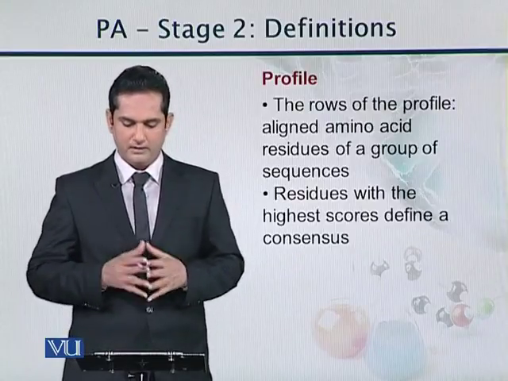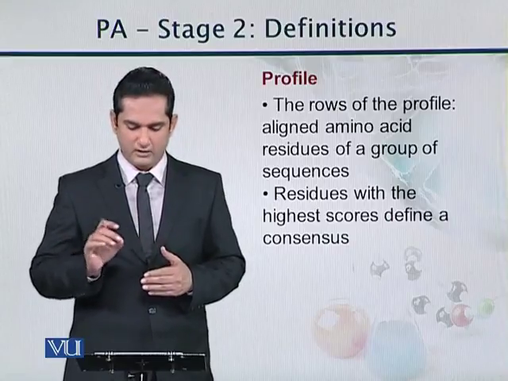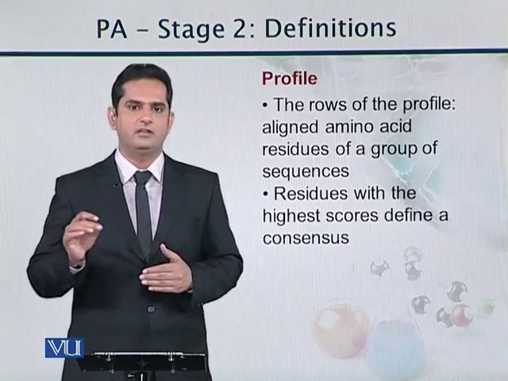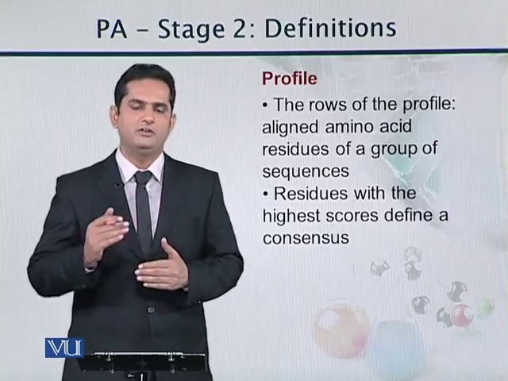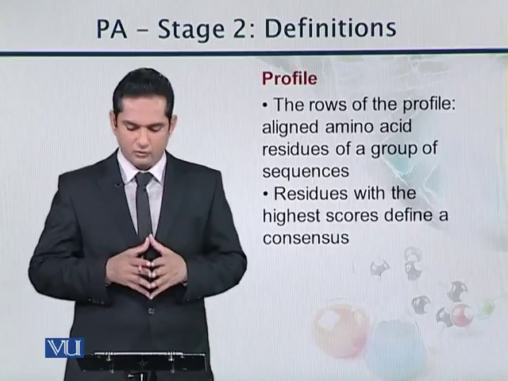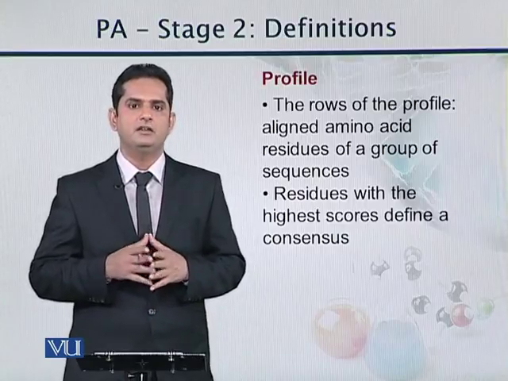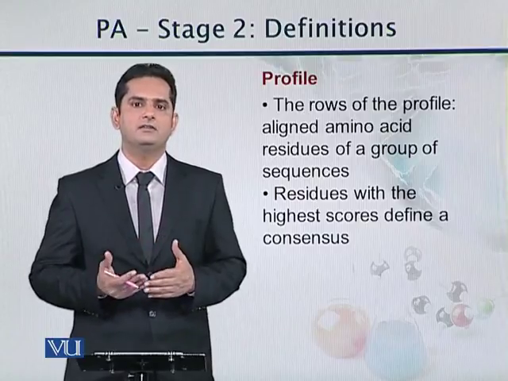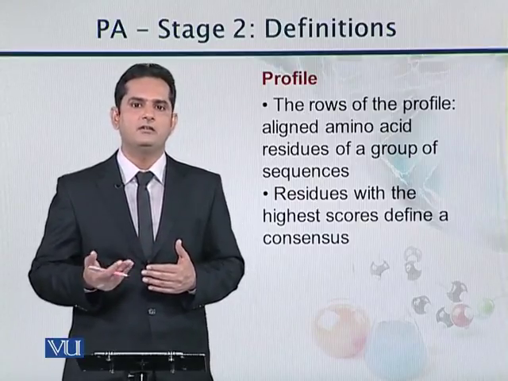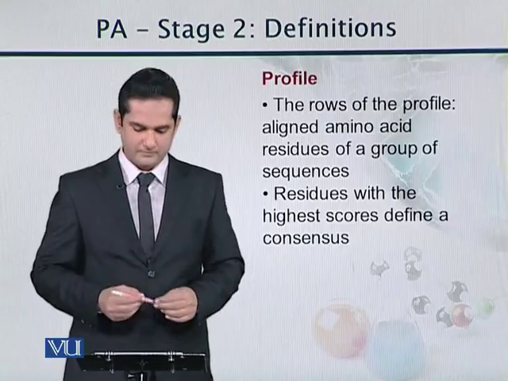So in a profile, among the rows of the profile, we have our aligned amino acid sequences or residues which are there when we are aligning multiple sequences, and those residues which have the highest score, what do they give us? They give us a consensus. What is consensus? Consensus is basically a voting where a higher number of votes give more accuracy.